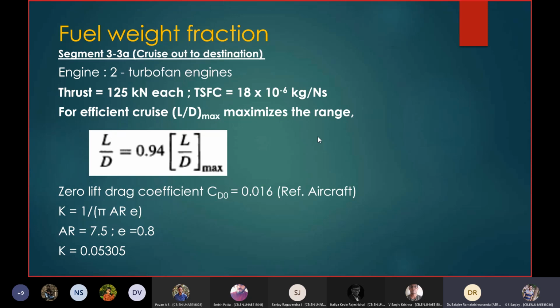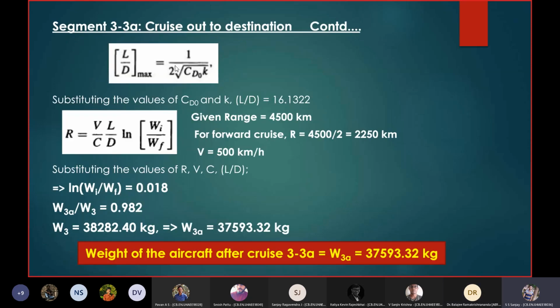For cruise out to destination, since we are flying at 10 kilometers altitude, we are using two turbofan engines, which can provide a maximum thrust of 125 kilonewton each. The TSFC was chosen based on the reference aircraft, which is 18 into 10 power minus 6 kg per newton second. The lift by drag ratio is 0.94 times the maximum lift to drag ratio, and aspect ratio is 7.5, again taken from the reference aircraft. We have calculated L by D, which is around 16.13.